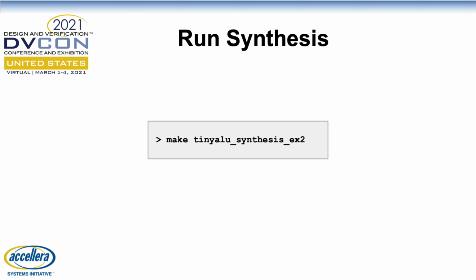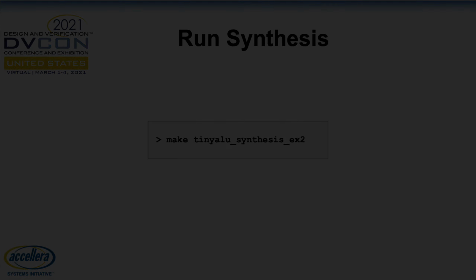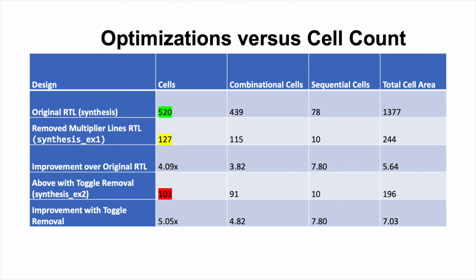We're going to run synthesis the second time with that gate level netlist edit. Now with this toggle remover, we were able to remove a little bit more. Now we're down to 103 cells to implement the logic without the op mult command.